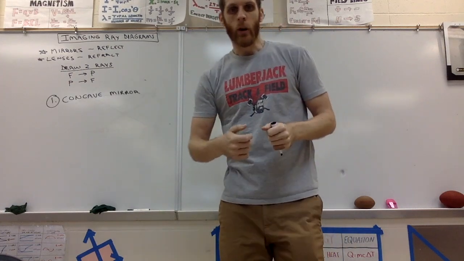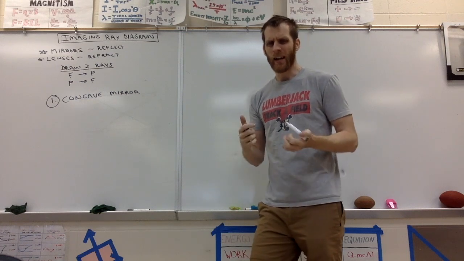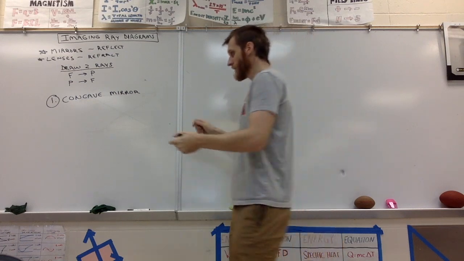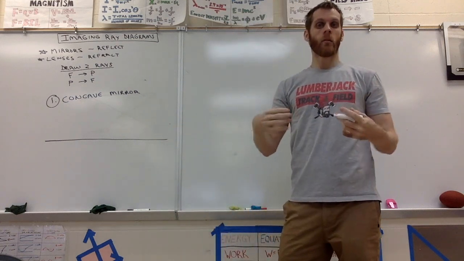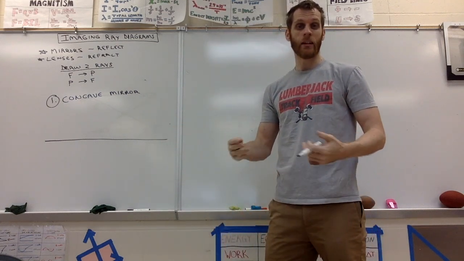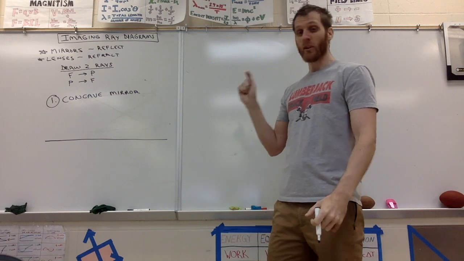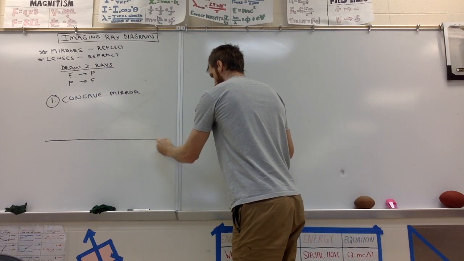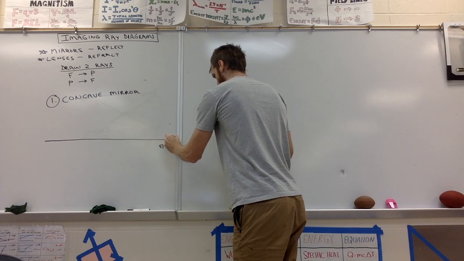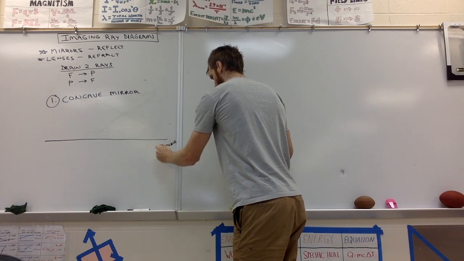Let's look at case number one, a concave mirror. What does a concave mirror mean? It means that when we draw a line here, this line is like the middle point where we're going to reference everything, like the equilibrium point. This is also called the principal axis. I'll label that principal axis.